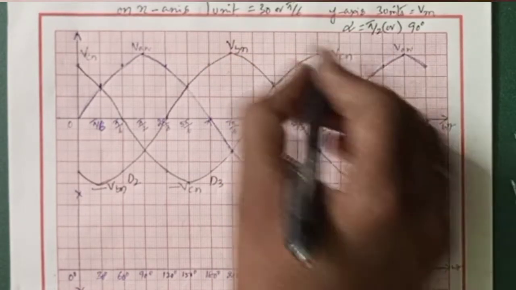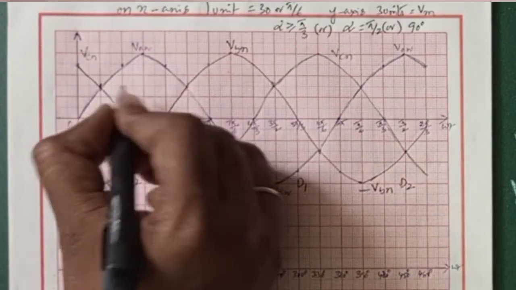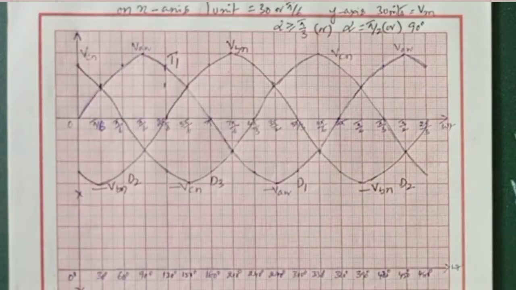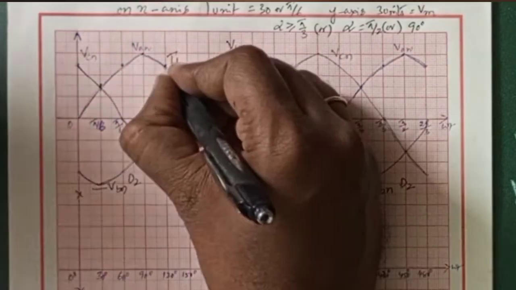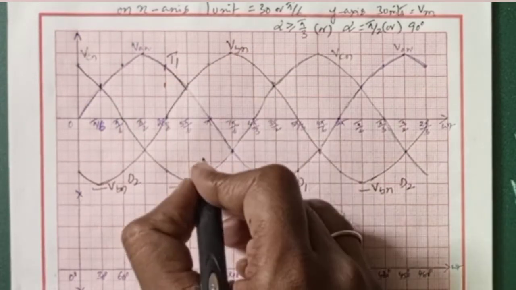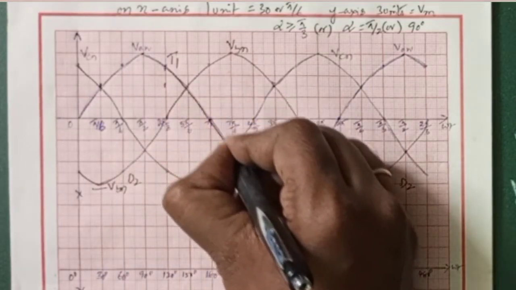When alpha is 90 degrees, we can turn on the thyristor T1 here. We have alpha of 90 degrees, so here I am turning on the thyristor T1. T1 is going to conduct until VAN is less than VBN and VCN. From here, if you observe, VBN is more than VAN, but VCN is less than VAN. So the thyristor is going to conduct up to here.